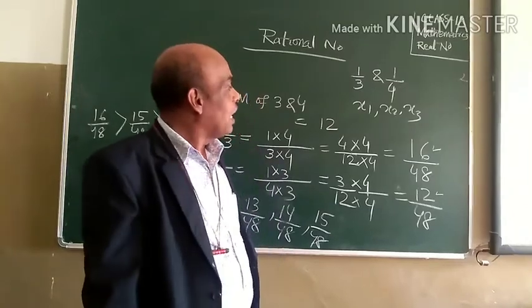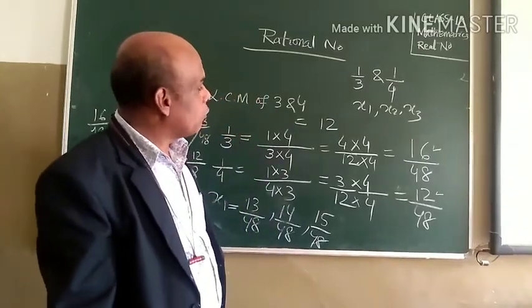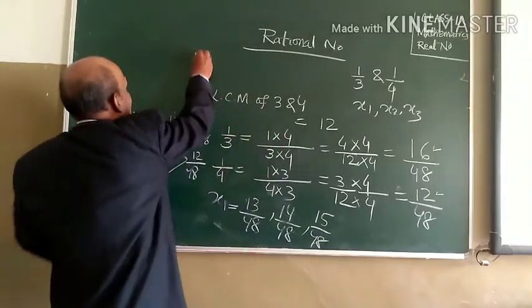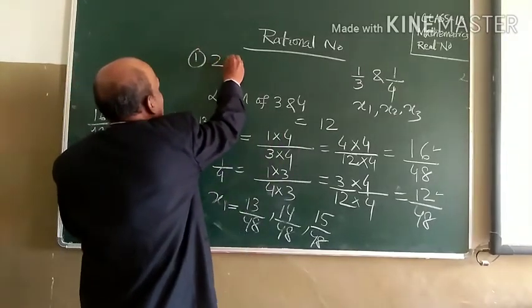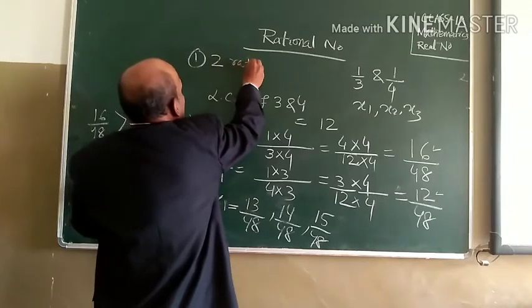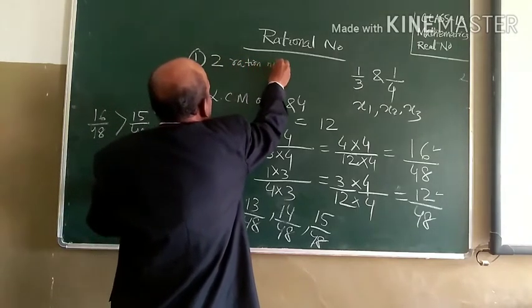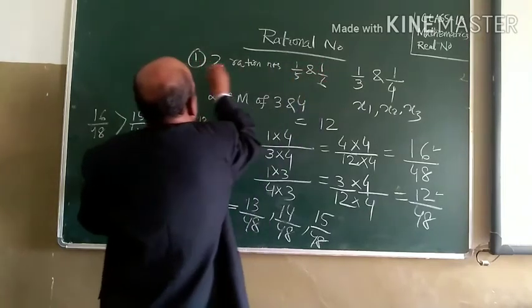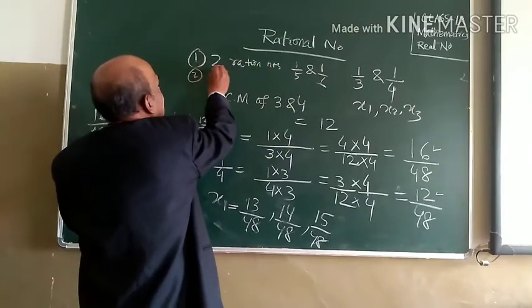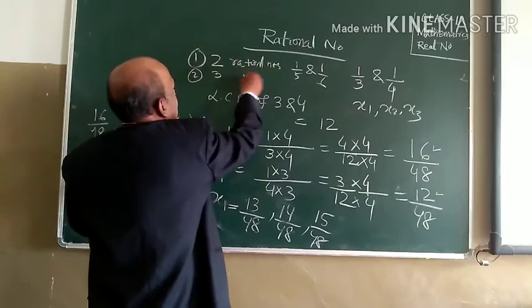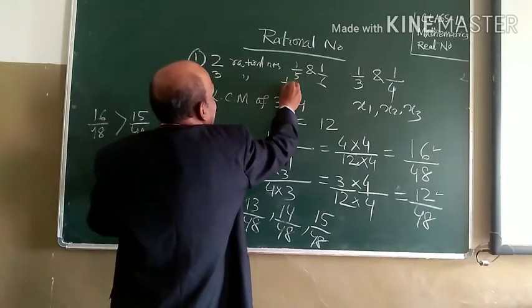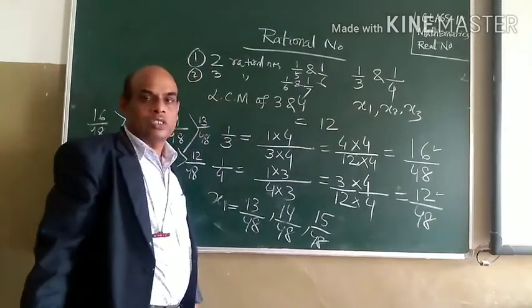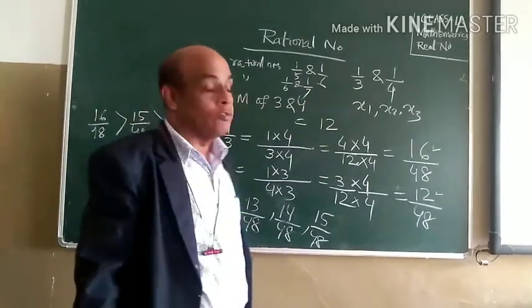Now dear children, I will give you this type of question and you will solve. So the question is, find two rational numbers in between 1 by 5 and 1 by 6. Question number 2, find 3 rational numbers in between 1 by 6 and 1 by 7. So these questions I think you will do.